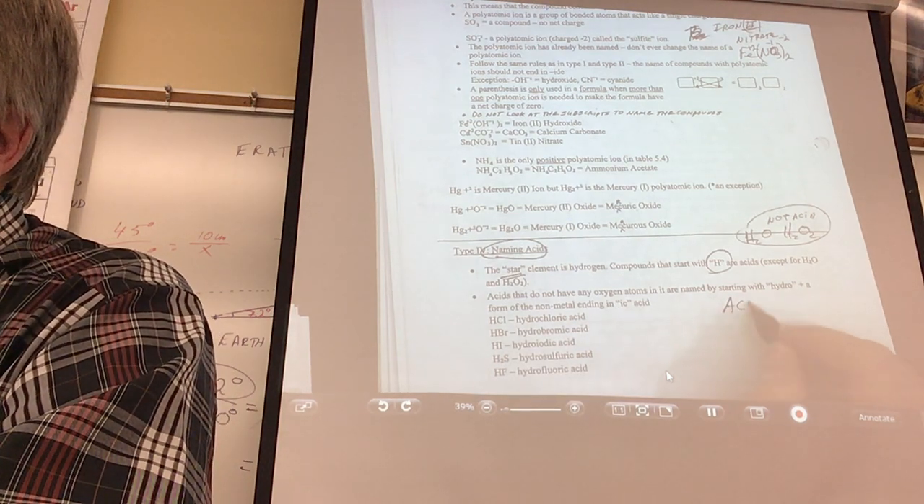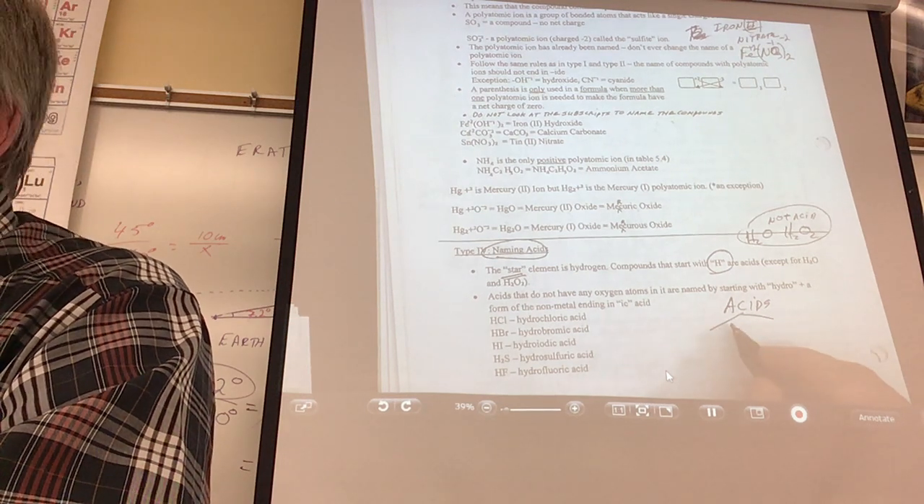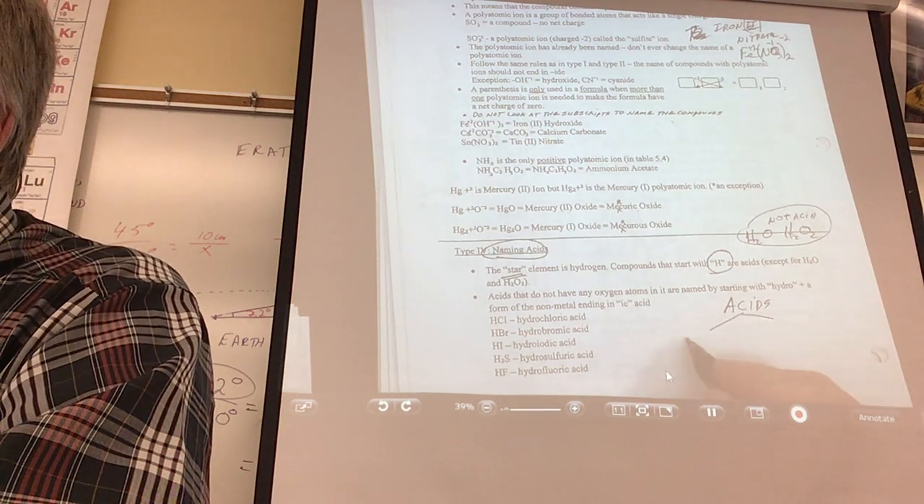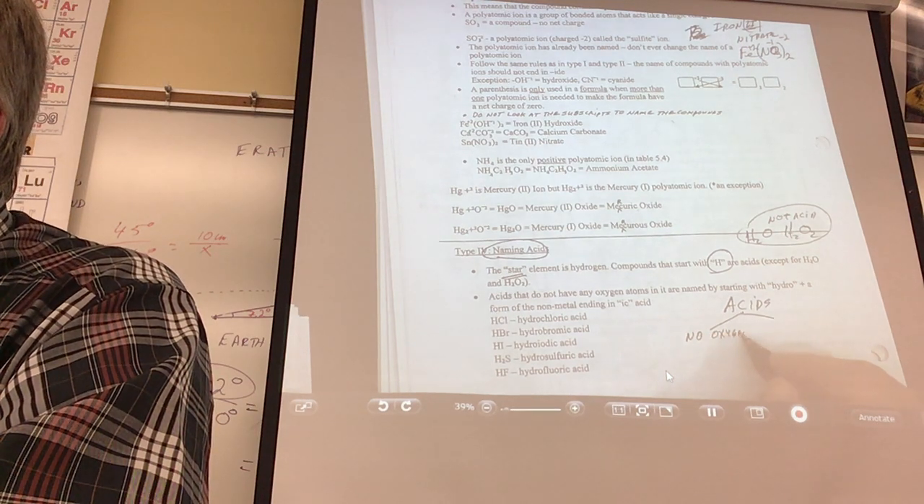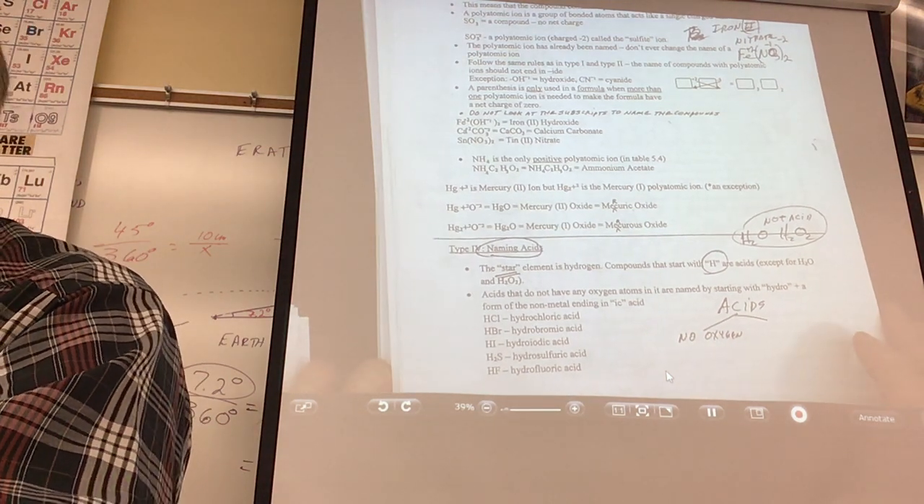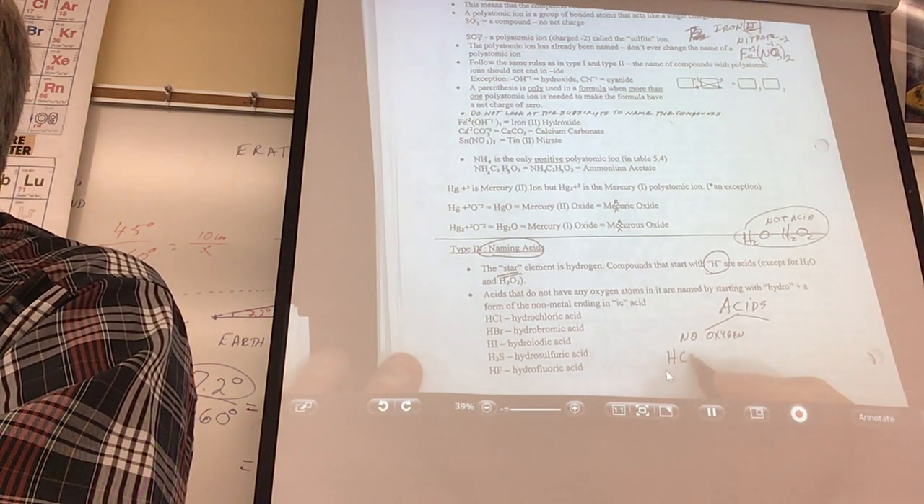Let's say you have all acids right here. I'll make a little flow chart. What if you have all acids, and what if you have no oxygen? What if you do not have oxygen and you're an acid? Here's the best example right here.